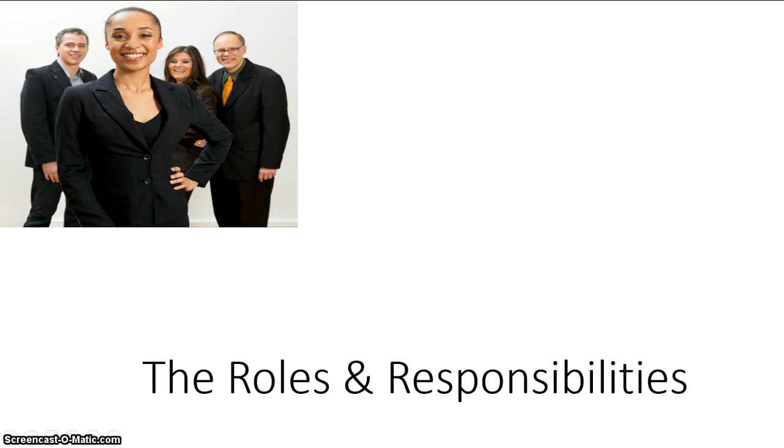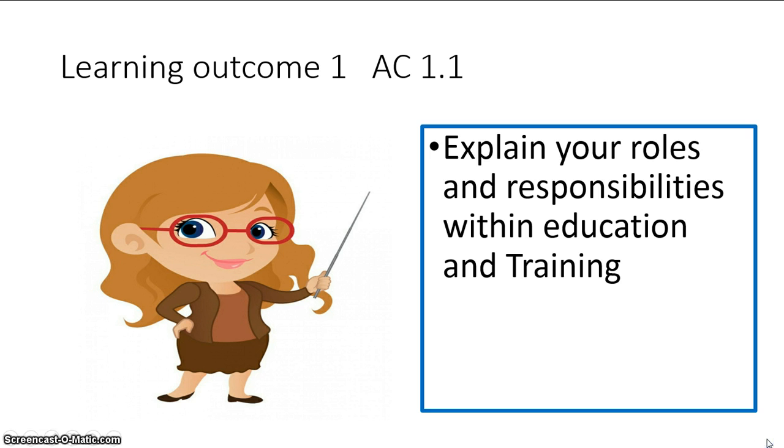Roles and responsibilities. In Learning Outcome 1, Assessment Criteria 1.1, you'll be expected to explain your roles and responsibilities within education and training. Now, a good starting point here is to refer to the teaching and learning cycle. Let's just recap what that is.